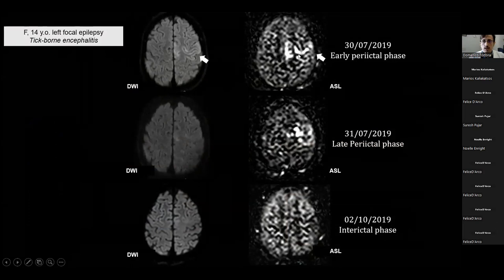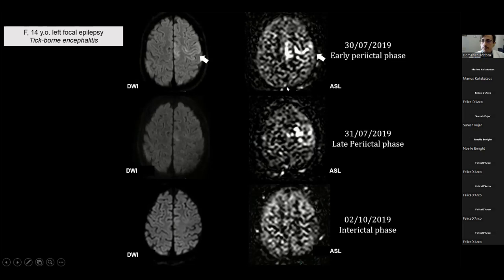These are the images acquired at the moment she arrived in the emergency room. After 24 hours, we observe a sort of normalization of DWI images, but the increased perfusion persists in the affected region. And the last row shows the images of the late follow-up presenting the resolution of both abnormalities.